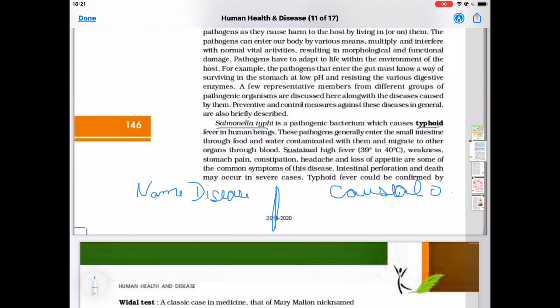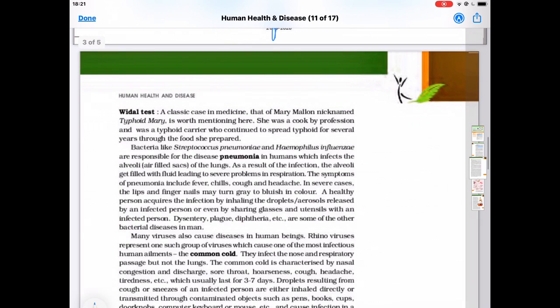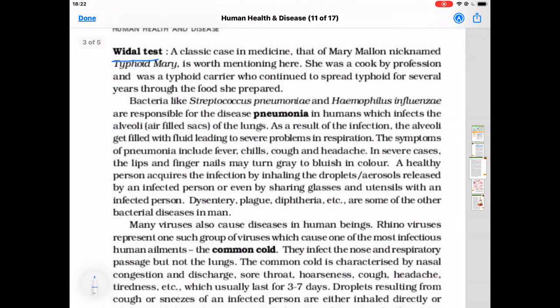Sustained high fever, weakness, stomach pain, constipation, headache, and loss of appetite are some of the common symptoms of this disease. Intestinal perforation. Perforation means holes. Intestinal perforation and death may occur in severe cases. Typhoid fever could be confirmed by the Vidal test. Important word: typhoid can be detected by the Vidal test. A classic case in medicine, that of Mary Mallon, nicknamed Typhoid Mary, is worth mentioning here. She was a cook by profession and was a typhoid carrier who continued to spread typhoid for several years through the food she prepared.